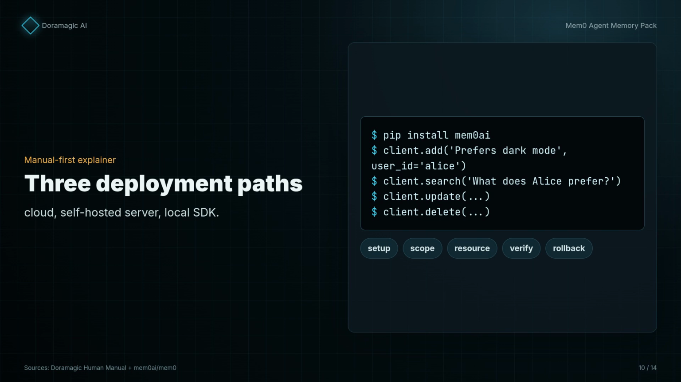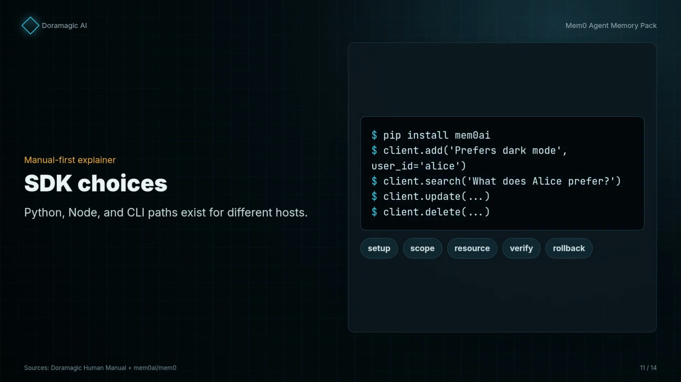The main pitfall is confusing memory with truth. A retrieved memory is a signal, not a fact that should override current user instructions, security policy, or fresh evidence.